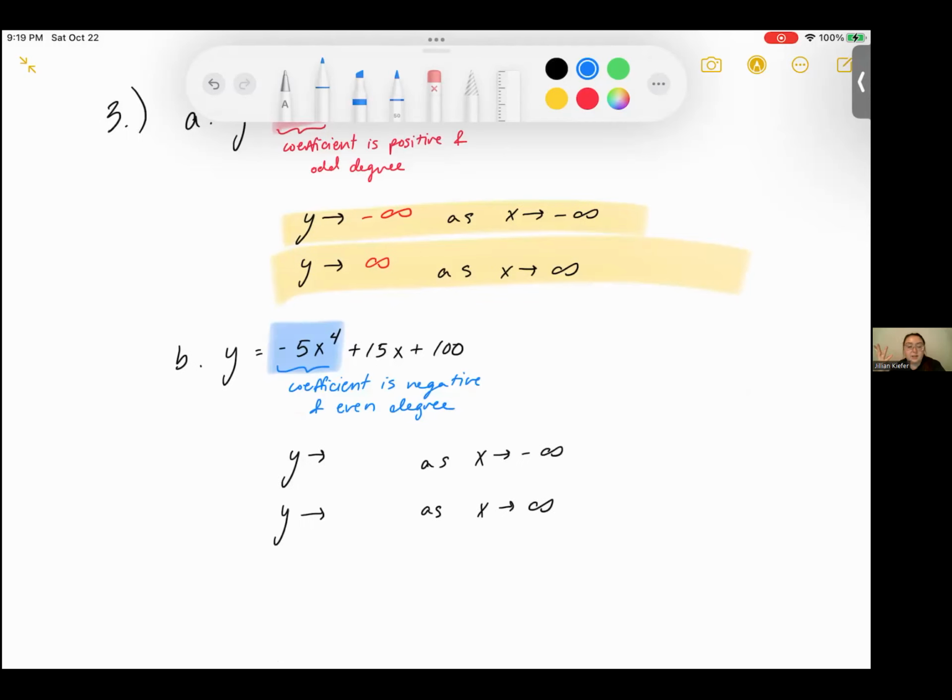All right, we said that our function here had a coefficient that was negative and had an even degree. So negative 5 was in the front and the degree was 4. And that means that y always goes to negative infinity. So we have y approaches negative infinity and negative infinity, no matter where x goes. So there we go. That's our end behavior there. Y approaches negative infinity as x approaches negative infinity, and y approaches negative infinity as x approaches infinity. So, all right, let's go back over to our slides to continue on.